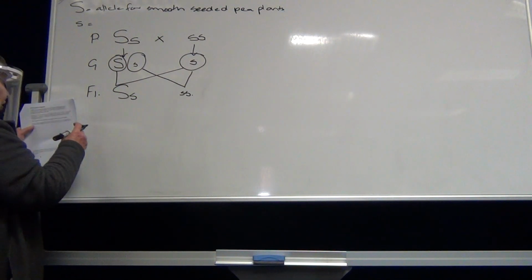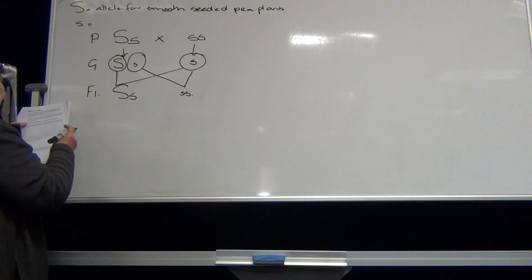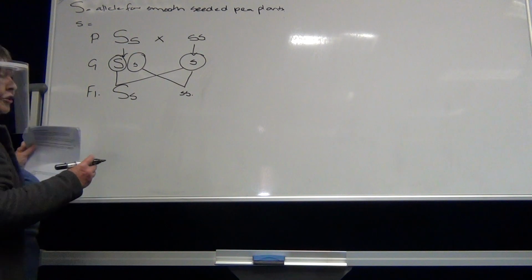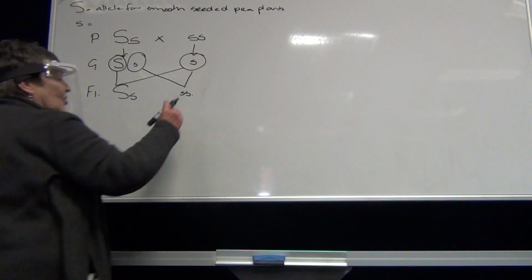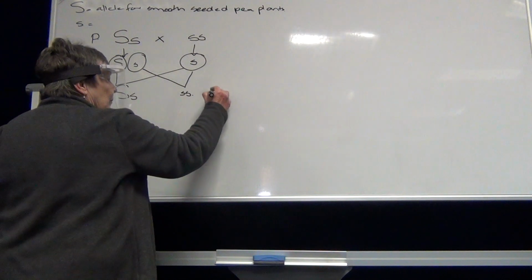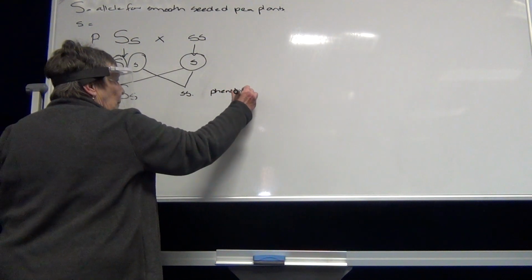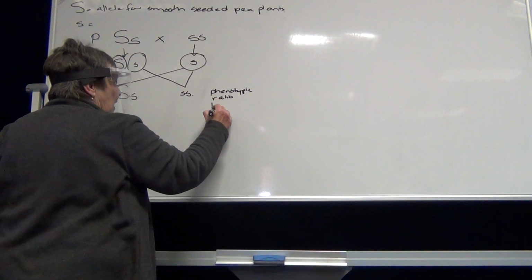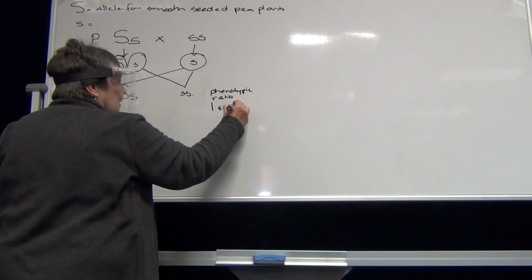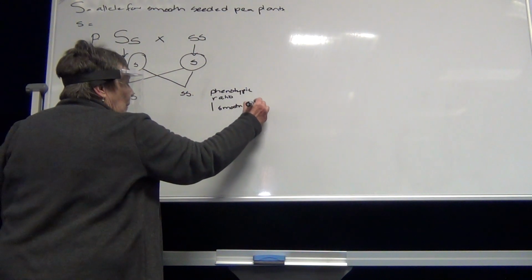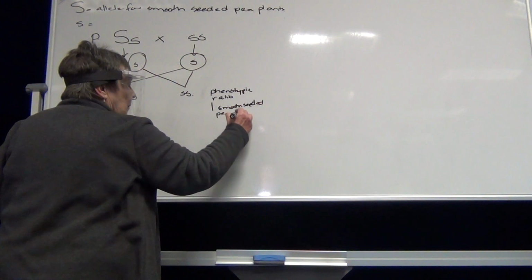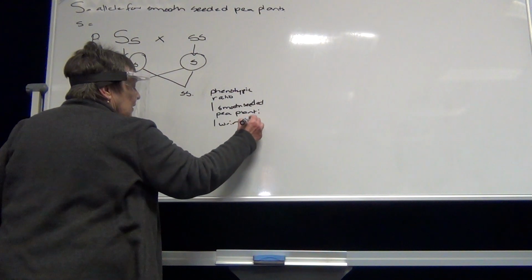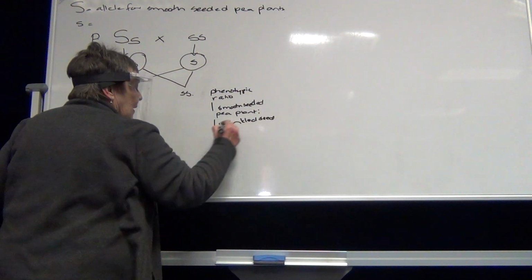So the F1 generation, and then they say to you, what proportion of the offspring are expected to show the dominant trait? Now, in theory, next to this, you should be writing phenotypic ratio, and it would be 1 smooth seeded pea plant to 1 wrinkled seeded pea plant.